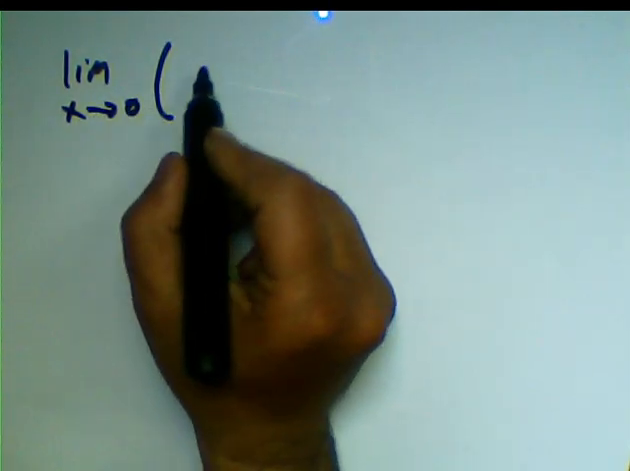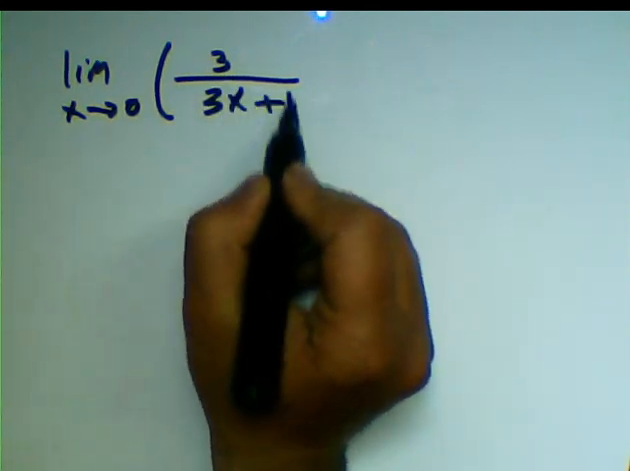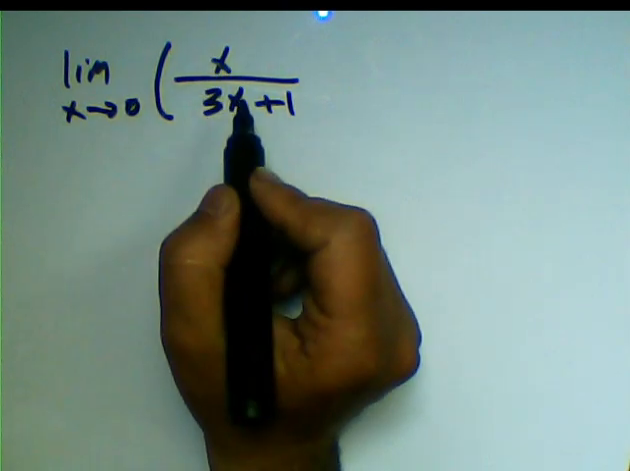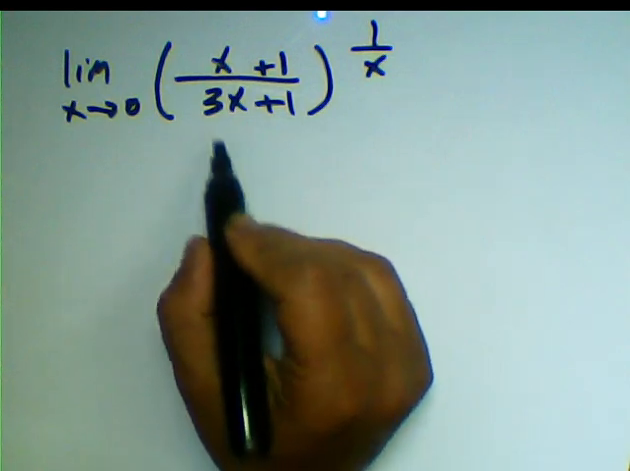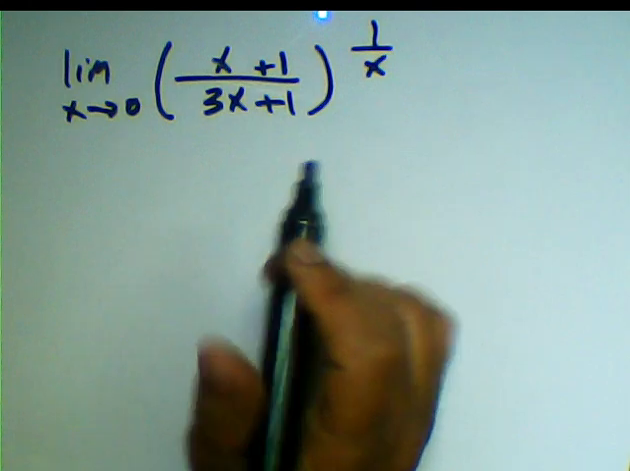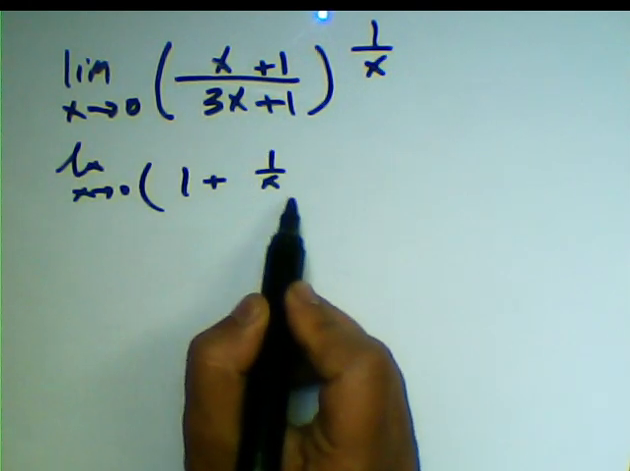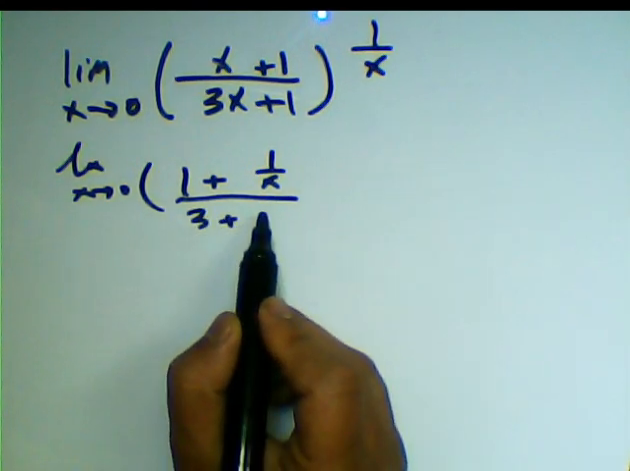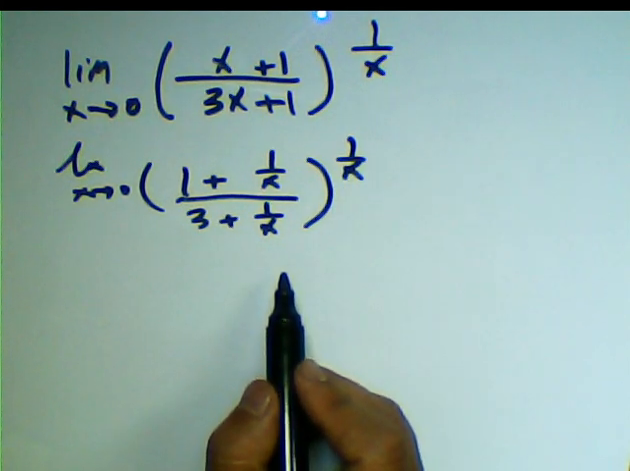Limit when x approximates to 0 about the function 3x plus 1 and here x plus 1 all power 1 over x. We can simplify this function inside by dividing numerator and denominator by x. It is the limit when x approximates to 0 of 1 plus 1 over x over 3 plus 1 over x all power 1 over x.